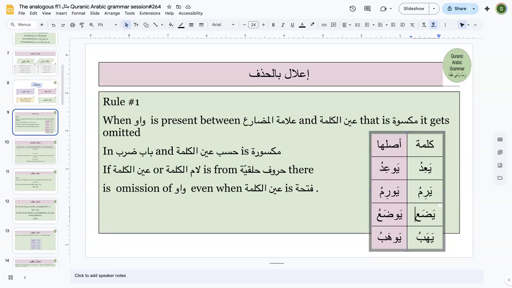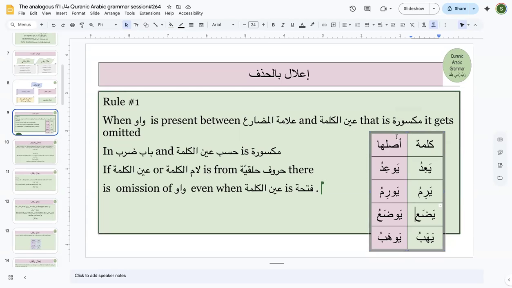So this rule has to do with the waw. When the waw is present between alamatul mudari and ainul kalima that is maksura, do you know what happens to your waw? It gets omitted. Is this clear to all of you? When waw is present between alamatul mudari and ainul kalima that is maksura, meaning it is a letter that has a kasra, your waw is going to get omitted.